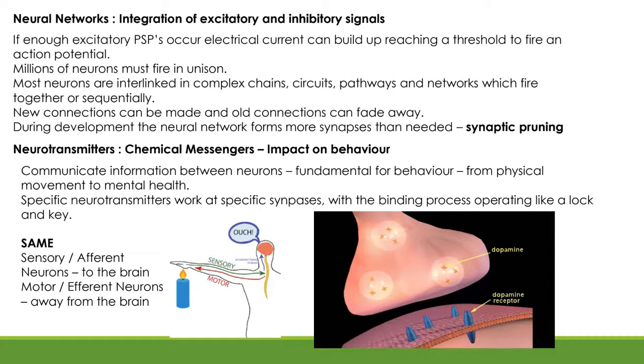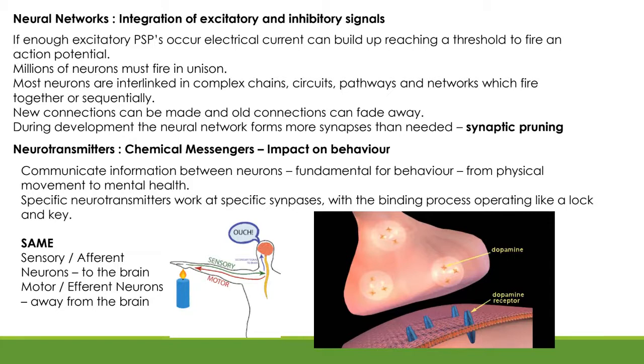Neurons can make new connections with each other, and sometimes neural networks fade away. During development, the neural network forms more synapses than needed, and often there's synaptic pruning. So it's about development and it's about growth. New connections can be formed, old connections can fade away. In the beginning, during development, there are more neural networks than we need, and there's a process called synaptic pruning, which clears away what we don't need.